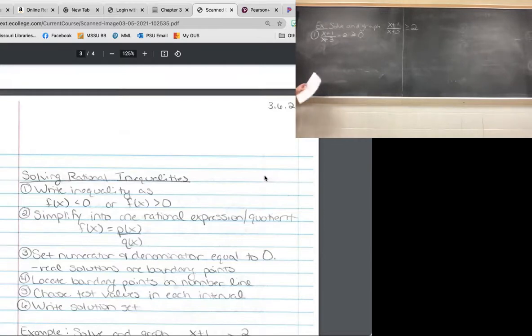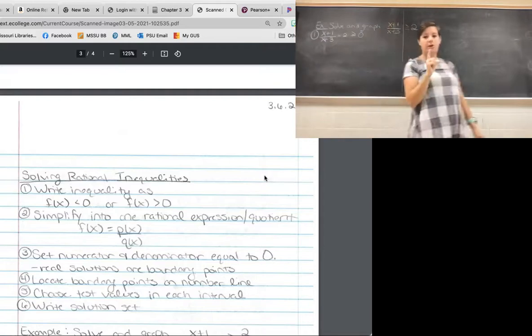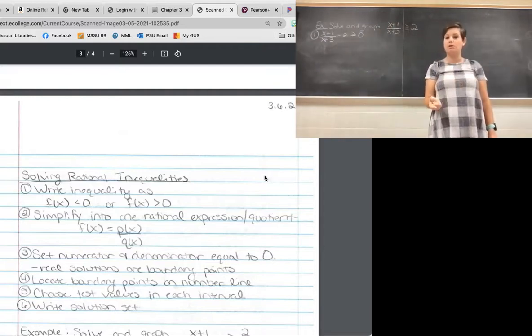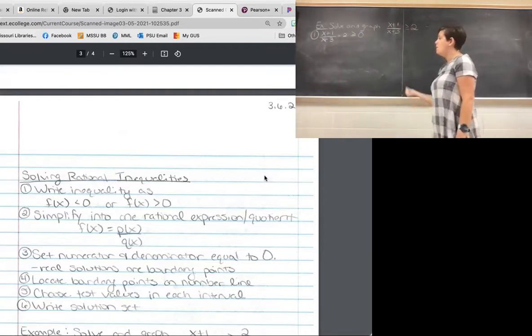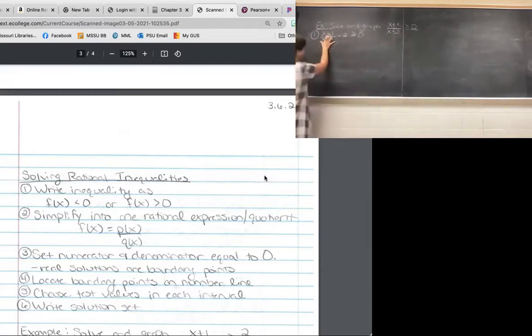So that's step 1. Step 2 says we need to get one simplified rational expression or quotient. Right now we don't have that. We have a rational expression or quotient minus 2. And so we need to get the common denominator to combine these two.